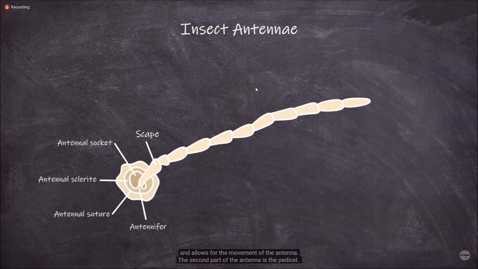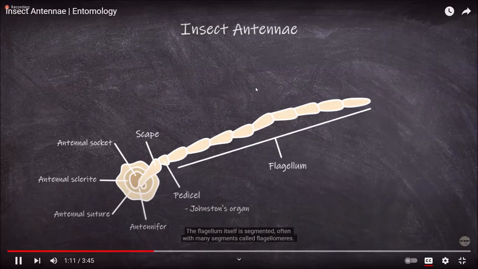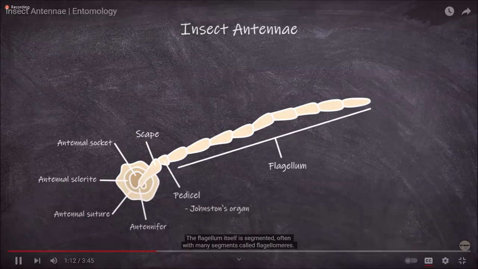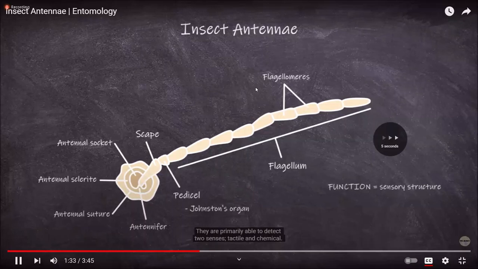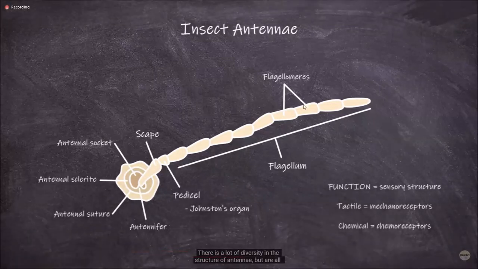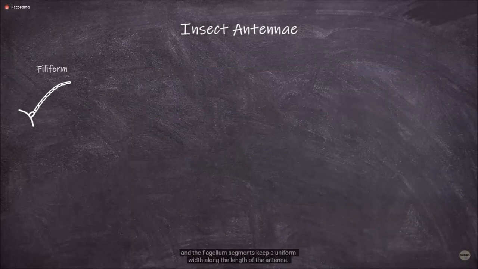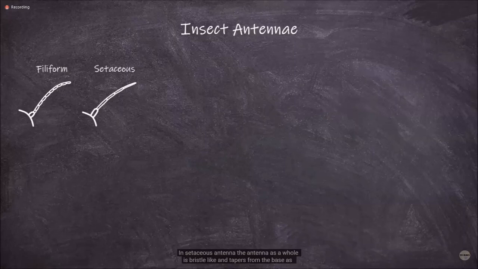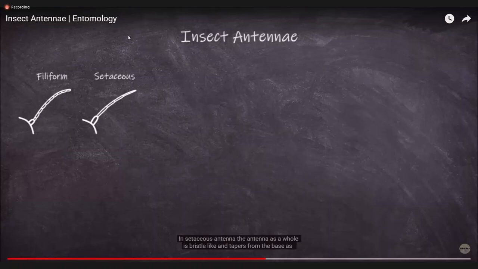The second part of the antenna shaped to the flagellum called the Johnson portion of the flagellum itself is segmented, often with many segments called flagellomeres. Sometimes the flagellum is in insects is tactile and chemical. Information on the antennae. There is a lot of diversity in the structure of antennae, but are all based on this three-part structure. Filiform antennae are slender, and the flagellum segments keep a uniform width along the length of the antenna. In cetaceous Here you can see different types of antennas.